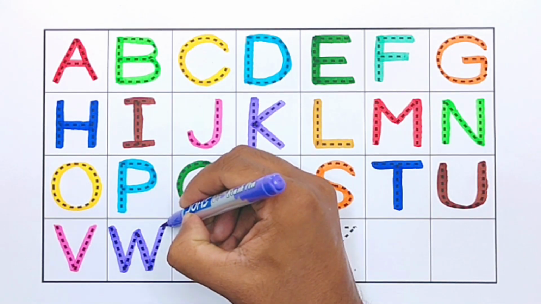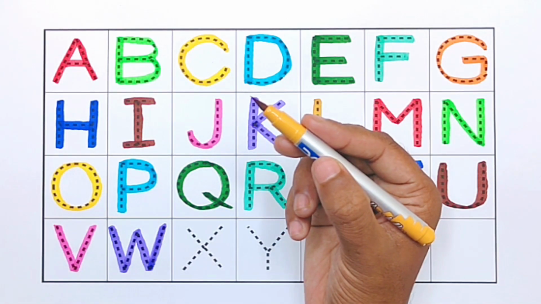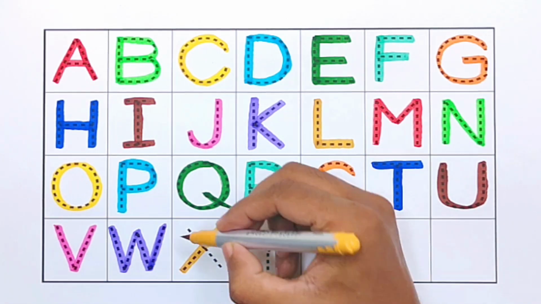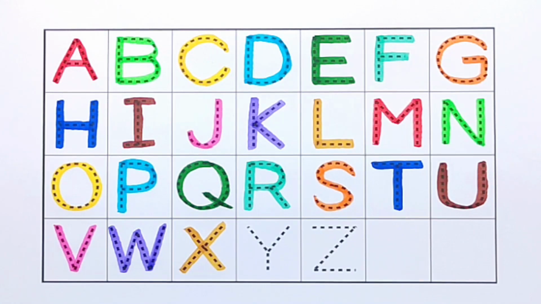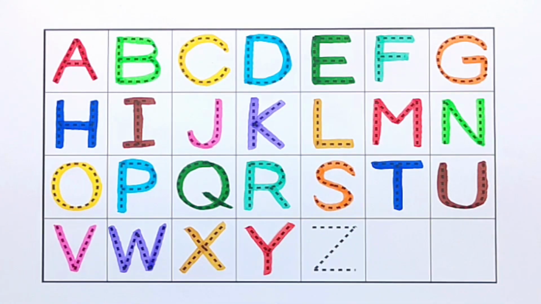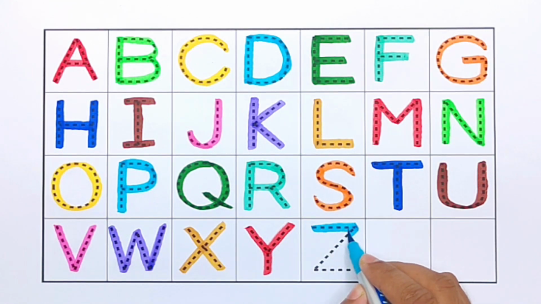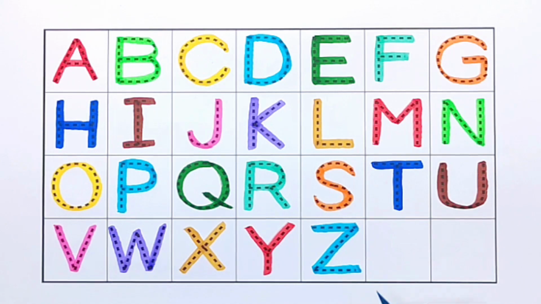W for waiter. Yellow brown color. X for Xerox. Red color. Y for yak. Sky blue color. Z for zigzag.